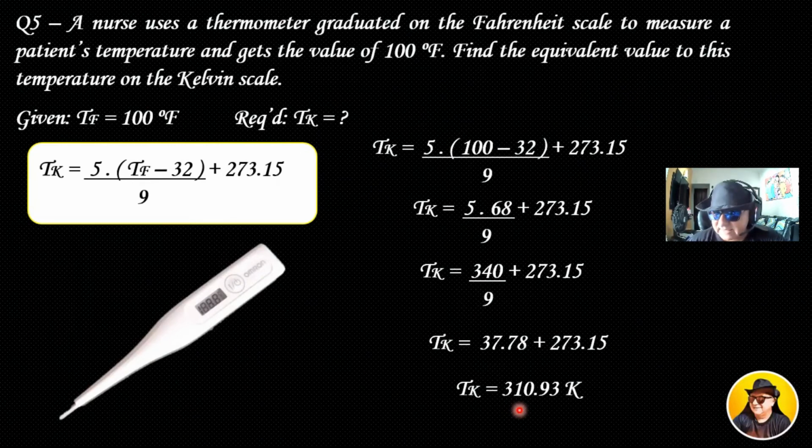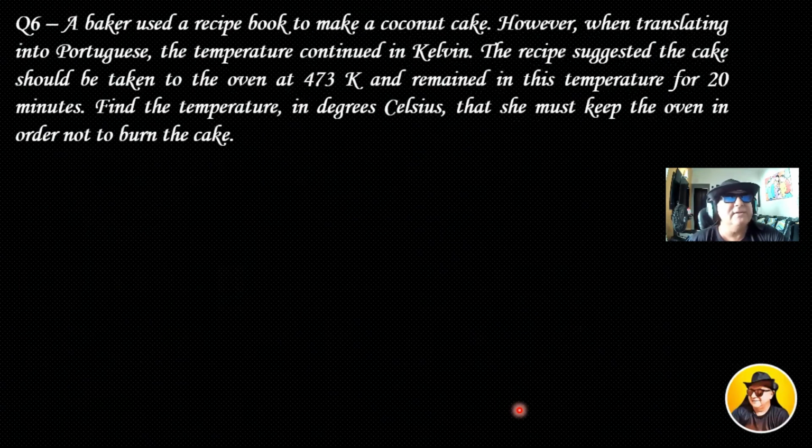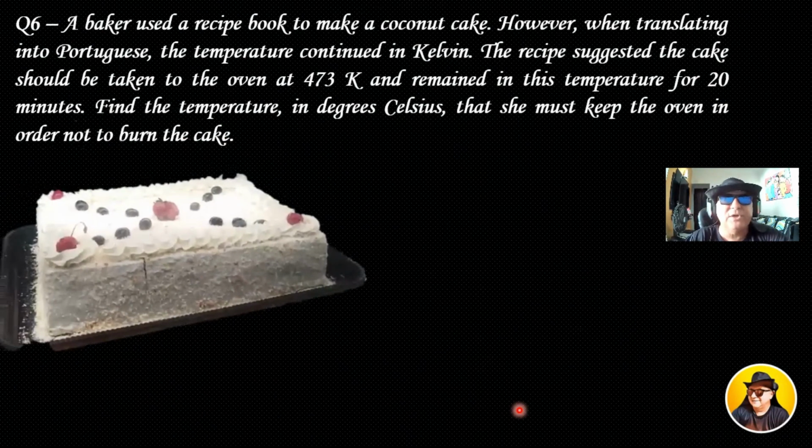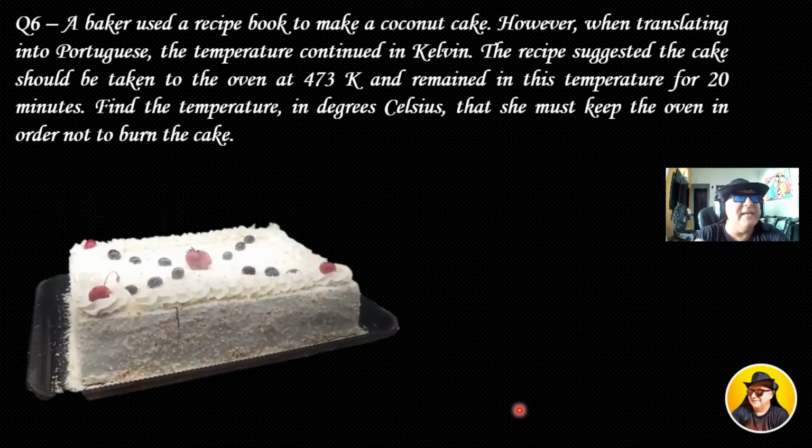Let's see question number 6. Are you ready? So here it is. A baker used a recipe book to make a coconut cake. Delicious. See the picture. However, when translated into Portuguese, the temperature continued in Kelvin. The recipe suggested the cake should be taken to the oven at 473 Kelvin and remaining in this temperature for 20 minutes. Find the temperature in degrees Celsius that she must keep the oven in order not to burn the cake. Well, I'm fond of coconut cakes.